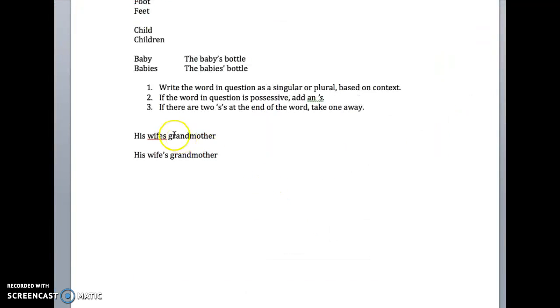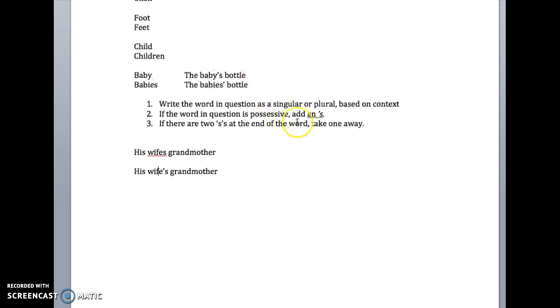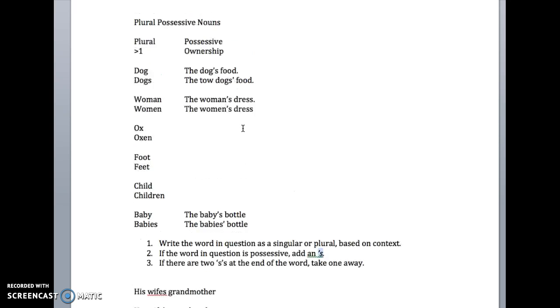So to summarize, step one is to write the word as a singular or plural. Step two is to add the apostrophe s if it's possessive, and step three is if there are two s's at the end, take one away.